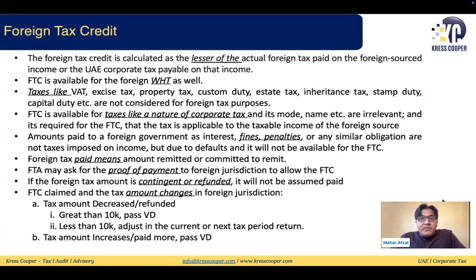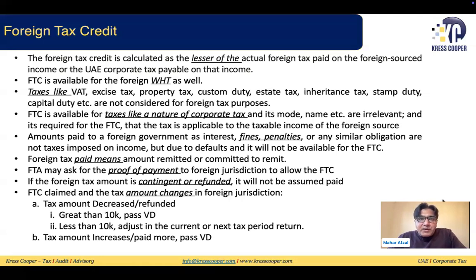You will be required to give proof of payment to the FTA to claim the foreign tax credit. This proof of payment can be one of two possibilities: the payment remitted to the foreign tax jurisdiction, or a commitment to make the payment to the foreign tax jurisdiction, which will be considered as paid.